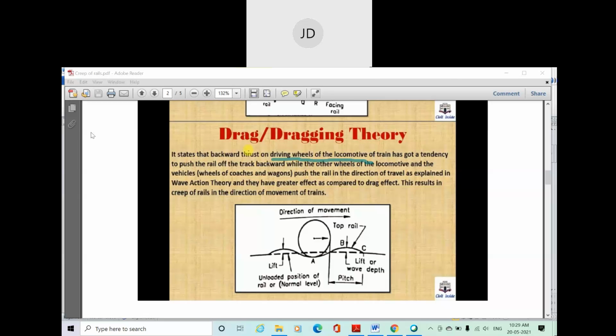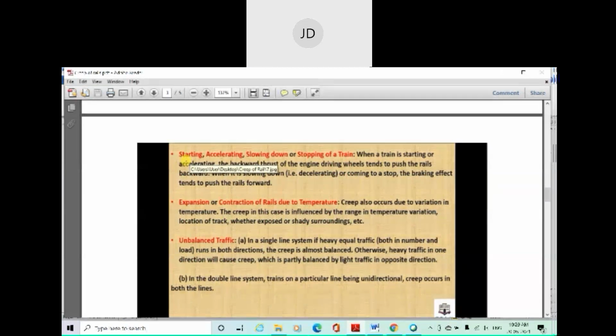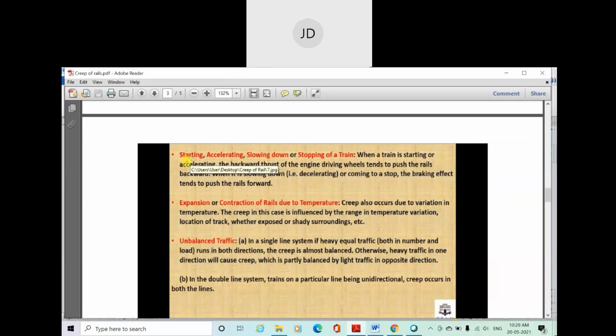Okay. So after drag theory, we have discussed in general what happens when a locomotive starts to move from a stop position. When a train is starting or accelerating, the backward thrust of the engine-driven wheel tends to push the rails backward. We already discussed this. When a wheel starts moving in this direction, suppose this is a rail, it gives a backward thrust in this direction, so it tends to move the rail in the backward direction.